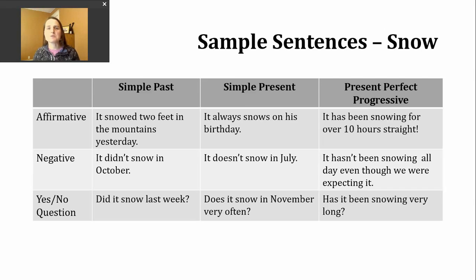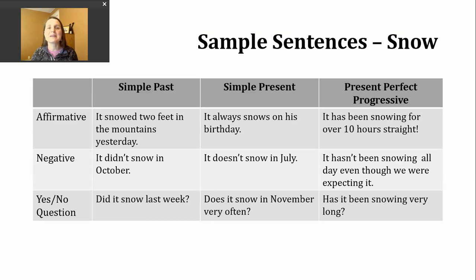So maybe we're talking about someone who has a birthday in the month of January, and it just seems like it is the habit or routine for there to be this kind of weather event on his birthday. If I want to make a negative sentence in the simple present, I'm going to use do not and then the base verb when my subject is I, you, we, or they. But when my subject is it, he, or she, then we'll use does not and then the base verb.